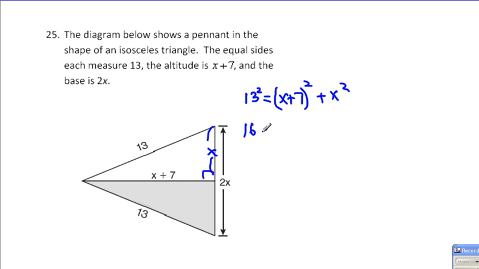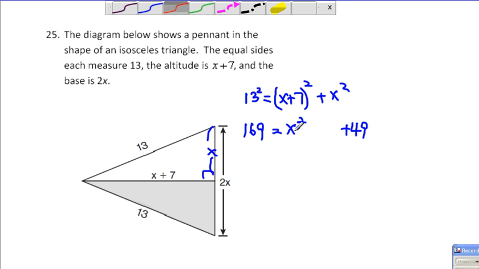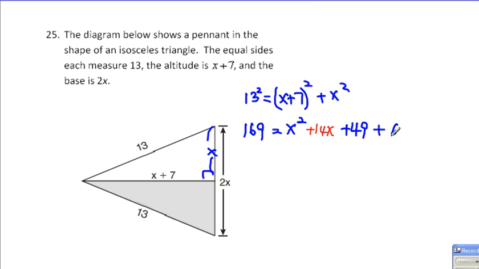So here we have 169. Now, when you square x plus 7, notice it is not just x squared plus 49. Remember, we have the middle term, which is plus 14x. If you do the distributive property correctly, then we would have x squared plus 14x plus 49 as the expansion of (x plus 7) squared. Now, as we continue plus x squared, and when you combine everything and subtract 169 from each side, we will have 2x squared plus 14x, and then negative 120.